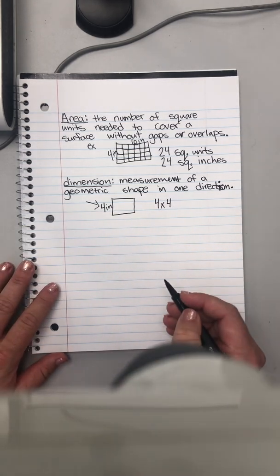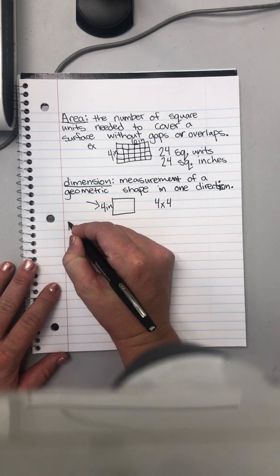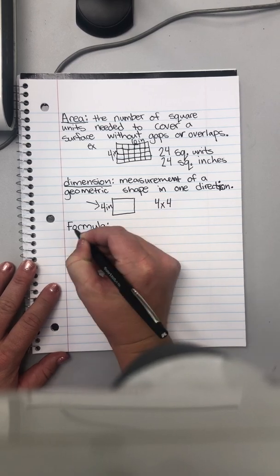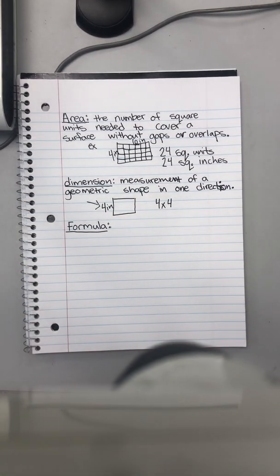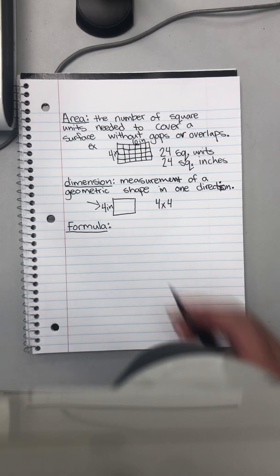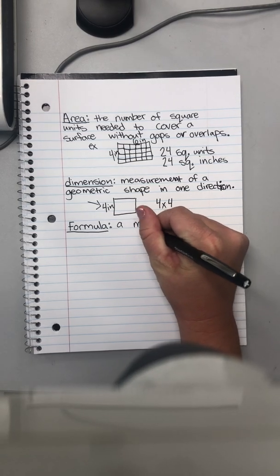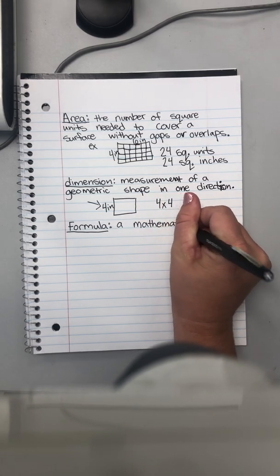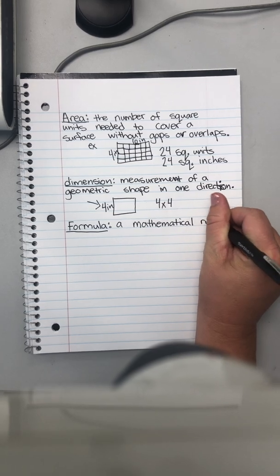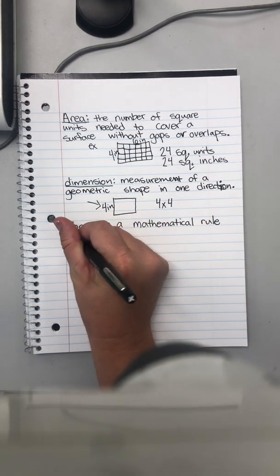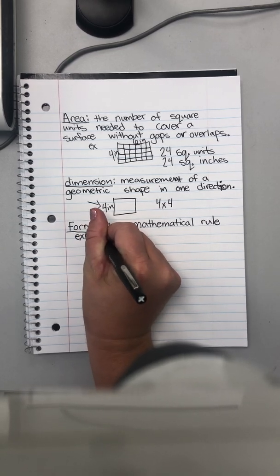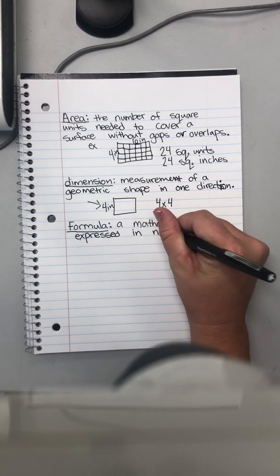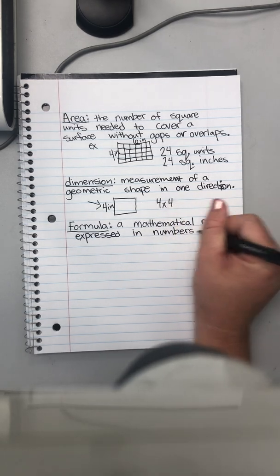The next one. Formula. A formula is a mathematical rule expressed in numbers and symbols.